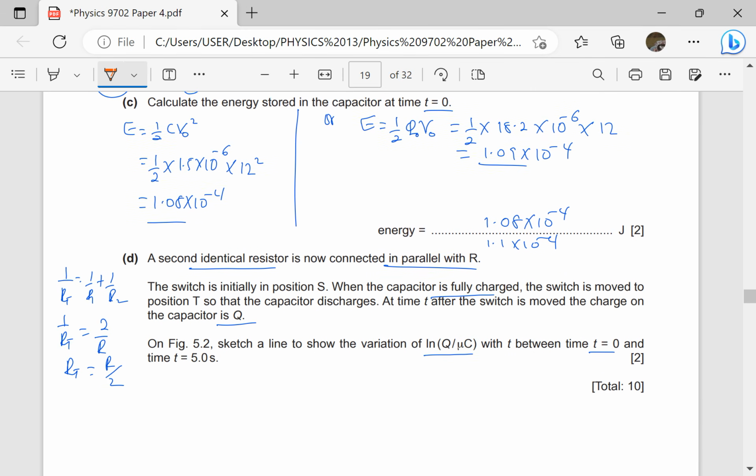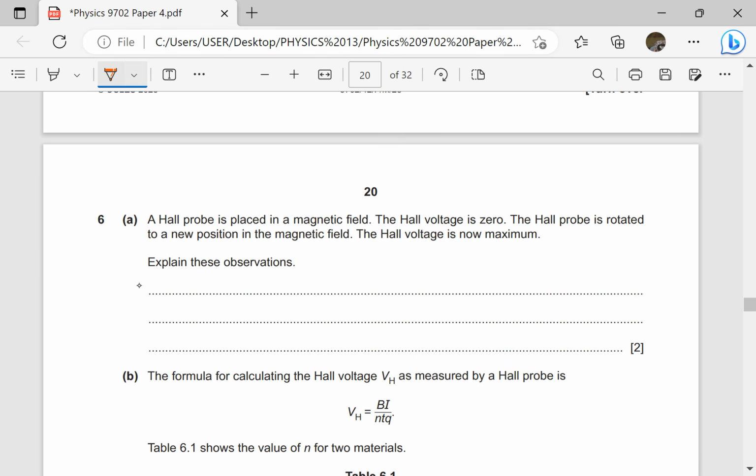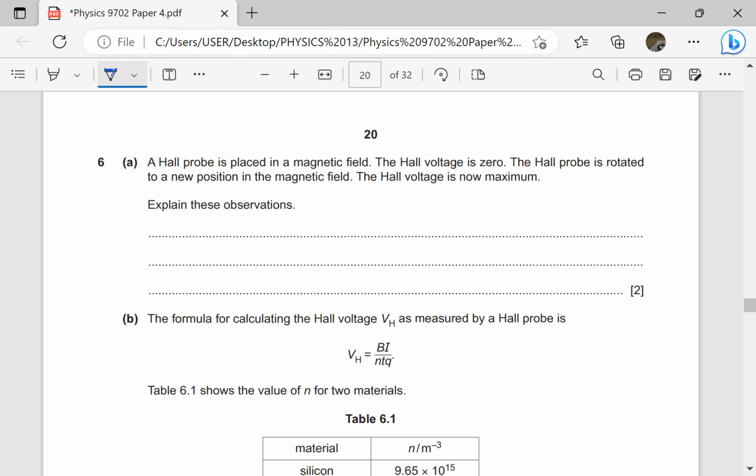Okay, so that marks the end of that question. Question number 6. A Hall probe is placed in a magnetic field. The Hall voltage is 0. The Hall probe is rotated to a new position in the magnetic field. The Hall voltage is now maximum.